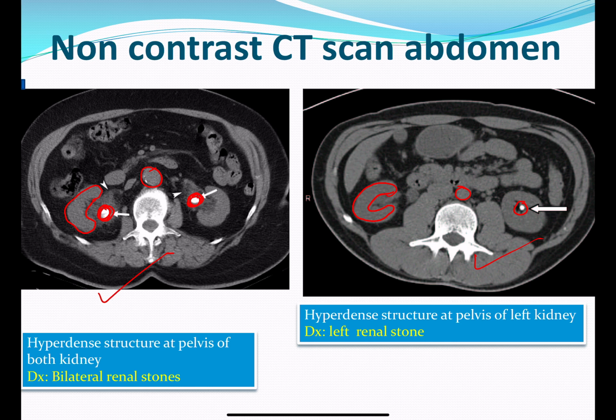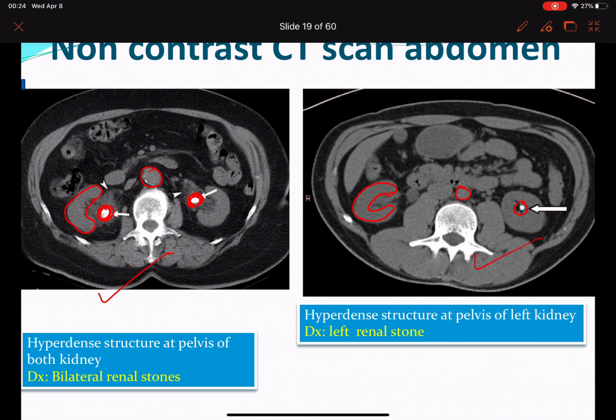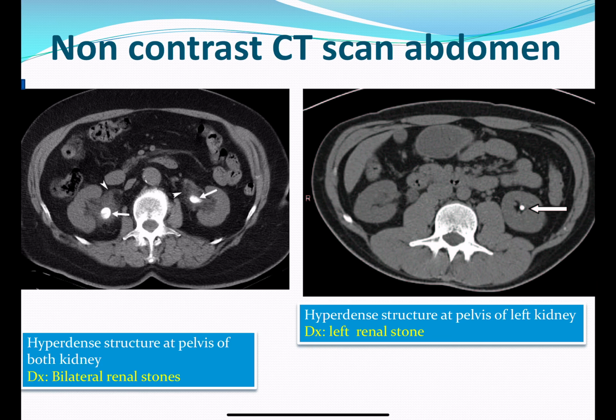We can easily see so many organs, right? We can not only locate the stone, but we can see other organs as well. So this is very important. CT scan is very good in that aspect. So fine.